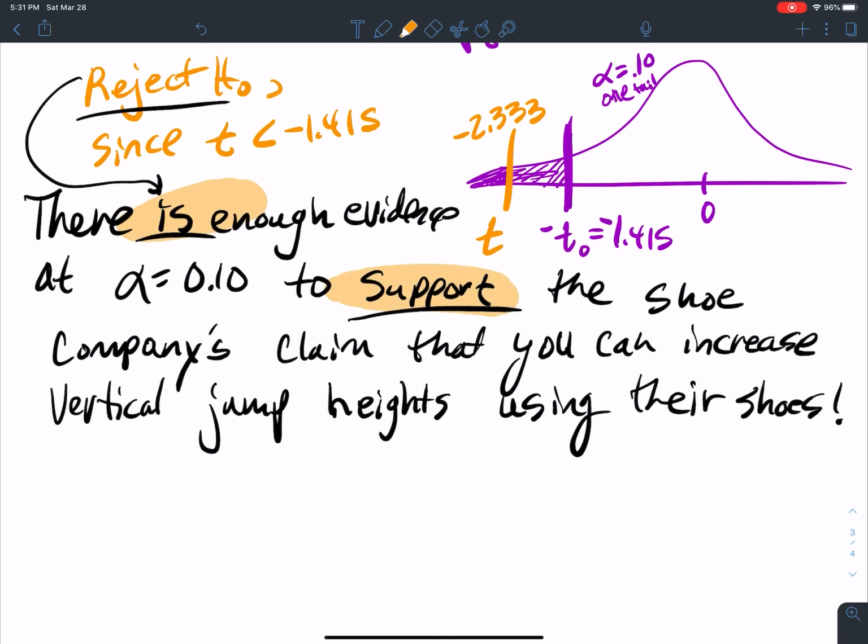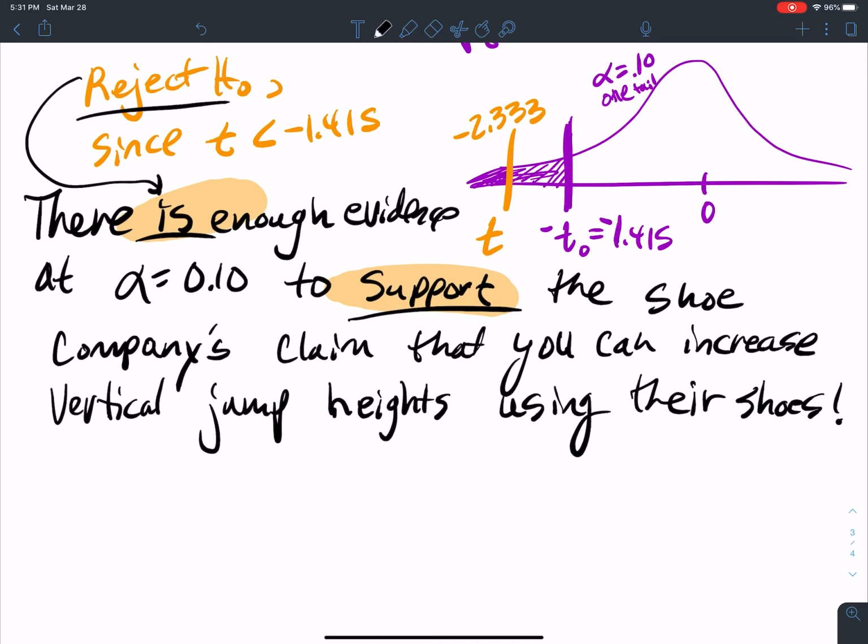our product, you will increase your vertical jump height. This could be very, very powerful. Okay, very powerful marketing to be able to say, look, if you use our product, it's going to make you be able to jump higher. Now, does it say how much higher? No.